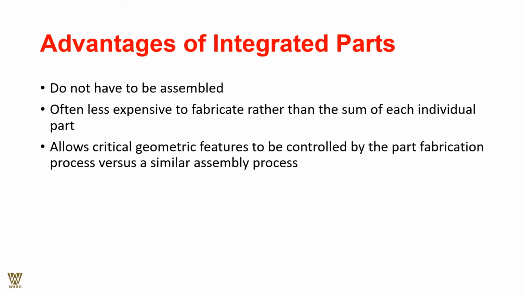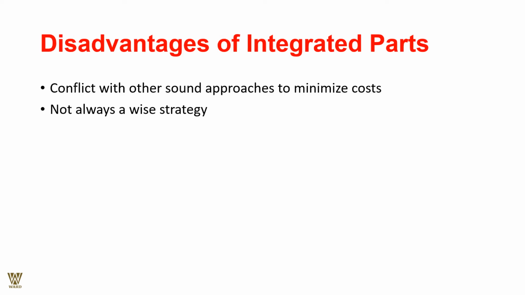How do we go around it? Advantages of integrated parts: they do not have to be assembled. They are part and parcel of the product altogether. They are often less expensive to fabricate than the sum of each individual part. Design critical geometric features to be controlled by the part fabrication process versus a similar assembly process, as the case might be.